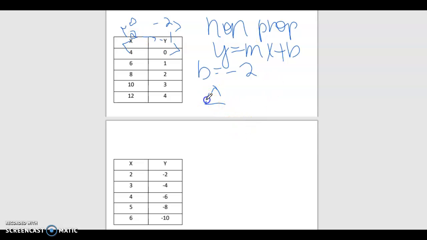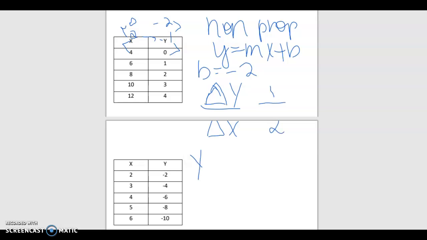Sorry, sometimes my screen does not want to let me write. A change in y over a change in x. All right, so let's look at my y's. These are going +1, +1, +1. So my change in y is +1 or just a 1. My x's are going +2, +2, +2 or just 2. So my slope is 1/2.